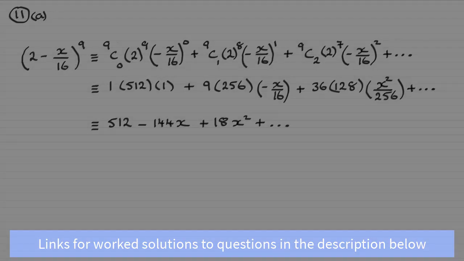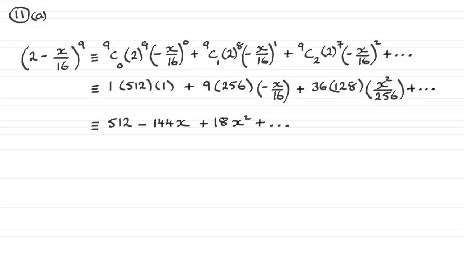So for 11 part A then, we've got to use the binomial expansion to expand 2 minus x over 16 to the power 9 up to the first 3 terms. So I'm assuming that you're familiar with the binomial expansion. Again, if not, just check out my video tutorials on this.